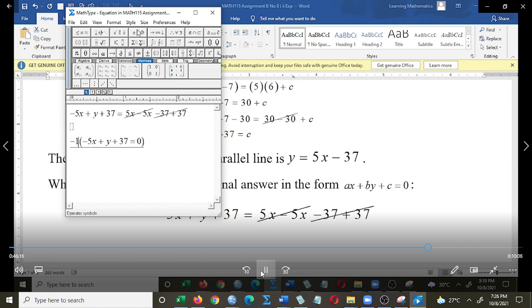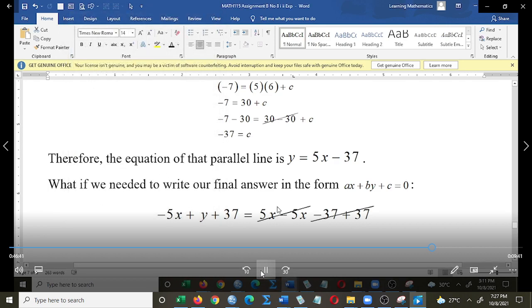So if that was the case, that's what we'd have to do. Then you have a positive 5x. You don't have to write the positive sign; once you don't see a sign, it's positive. The y can be negative, and the c can be negative, but not the x. Okay, all right.